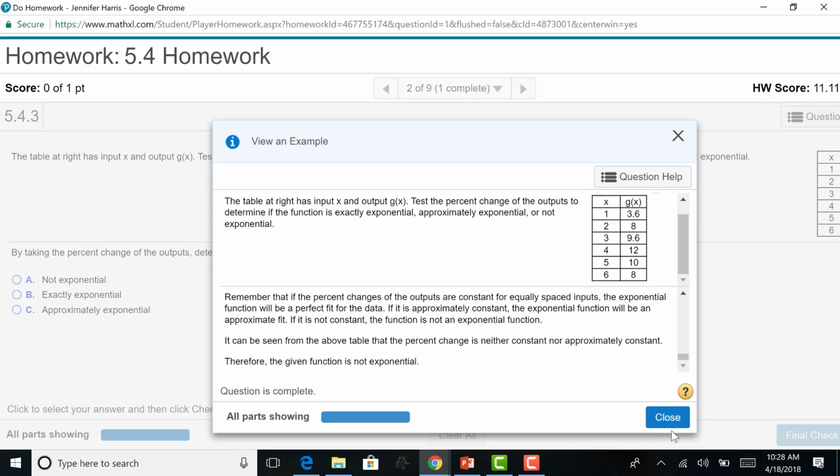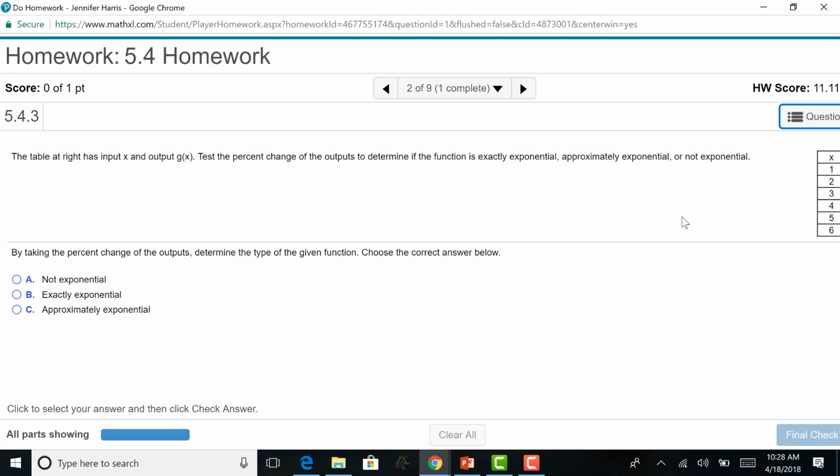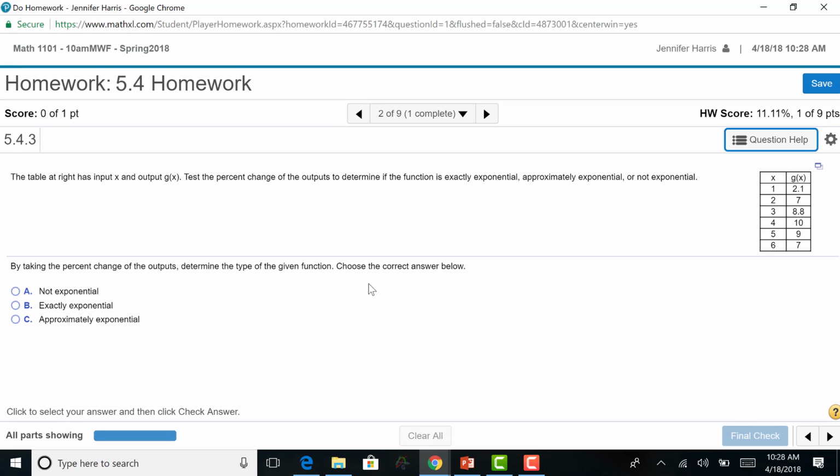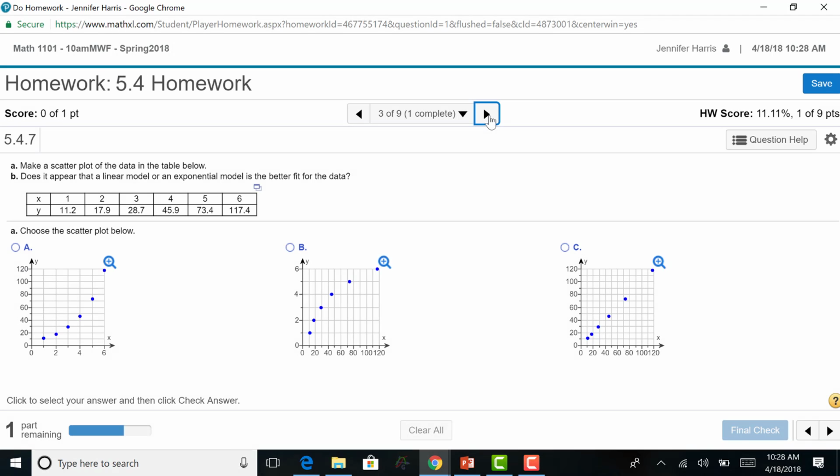So you've got to do the same thing with yours. So we have data here with ours. We'd have to do the exact same thing they just did. What I put over here on the left side of the board, you've got to do the exact same thing for number 2. And let's see what the next one looks like. Make a scatter plot. Does it appear linear or exponential? Okay, you've got to put the data in Desmos. And see if it fits.